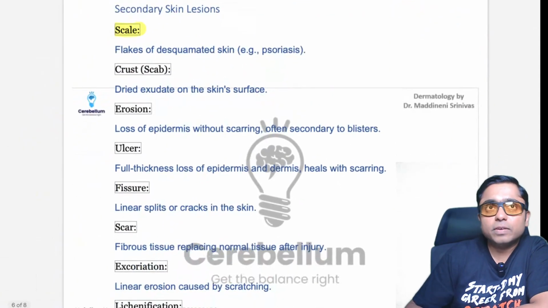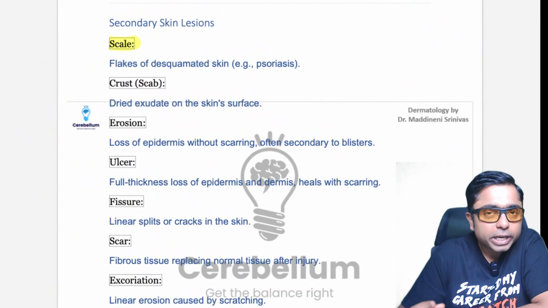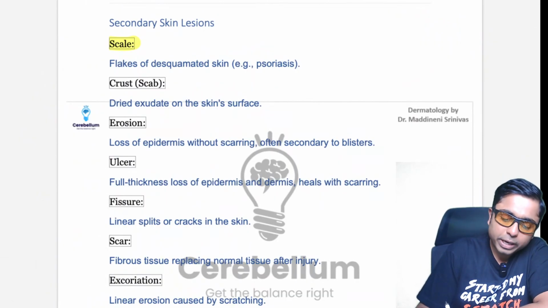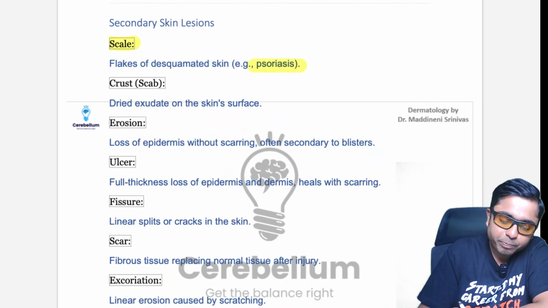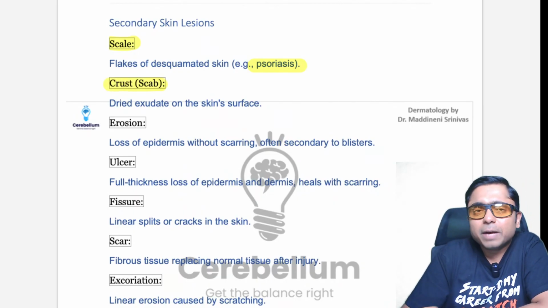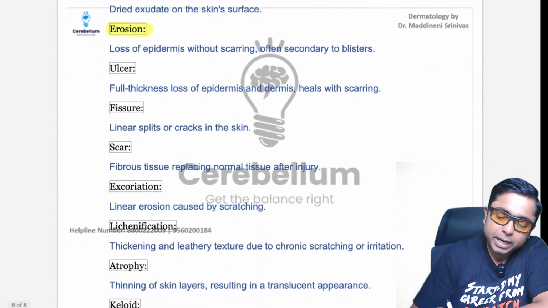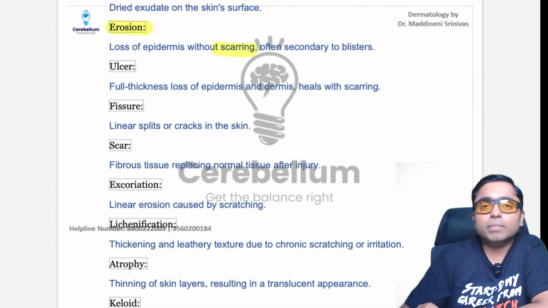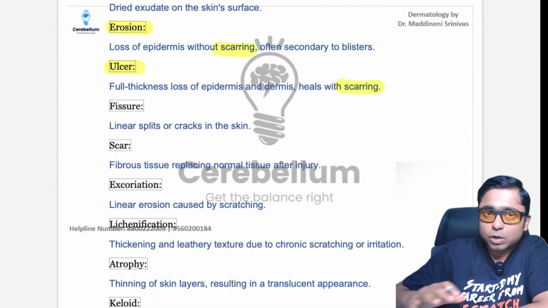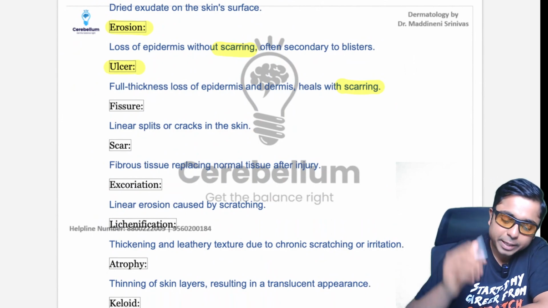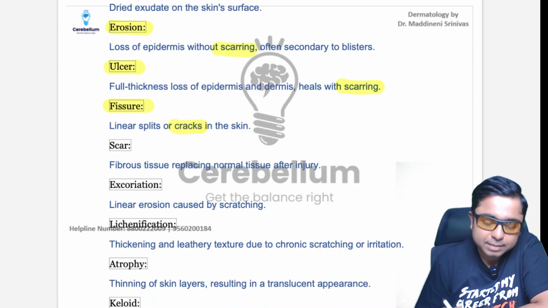So remember, scale is one very important secondary skin lesion, where there is going to be visible exfoliation of the stratum corneum. It is important in psoriasis, where we are going to see silvery white scales. Next is crust, the dried-up exudate which can be seen on the skin surface. Erosion is loss of the epidermis without any scarring. Ulceration is loss of the epidermis and also dermis associated with scarring. Fissure is a linear split or crack which can be seen in the skin.